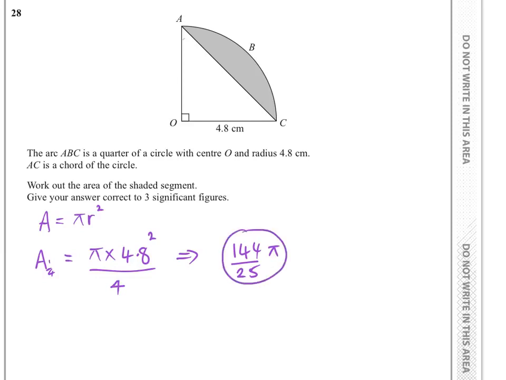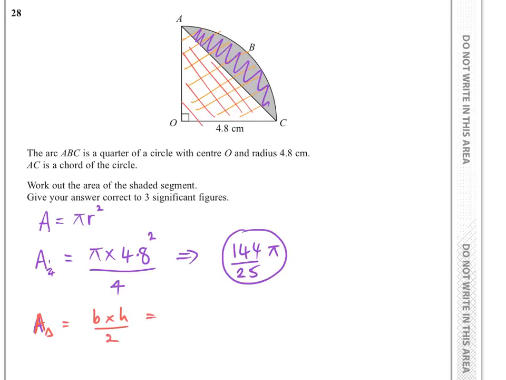So that's the area of all of this part here. So all I wish to do now is just take the area of this triangle away, and I should have this part here that I need. So the area of, and I'll do this in a different colour, the area of the triangle is going to be base times height halved.